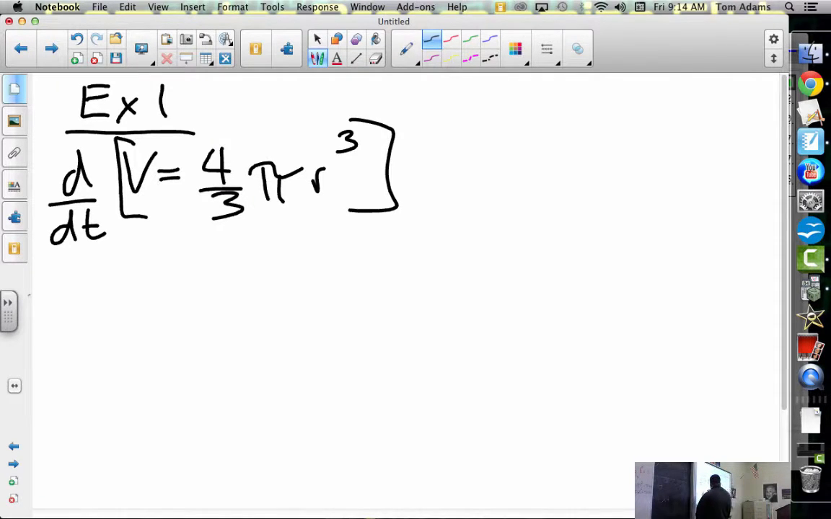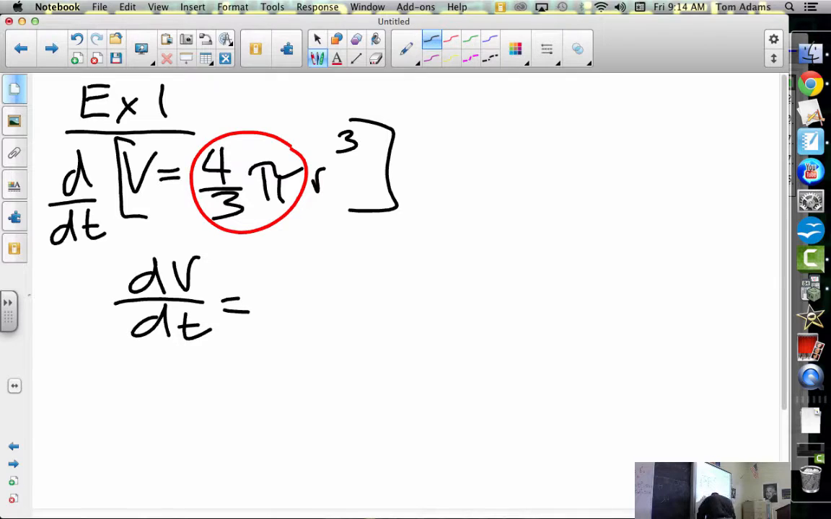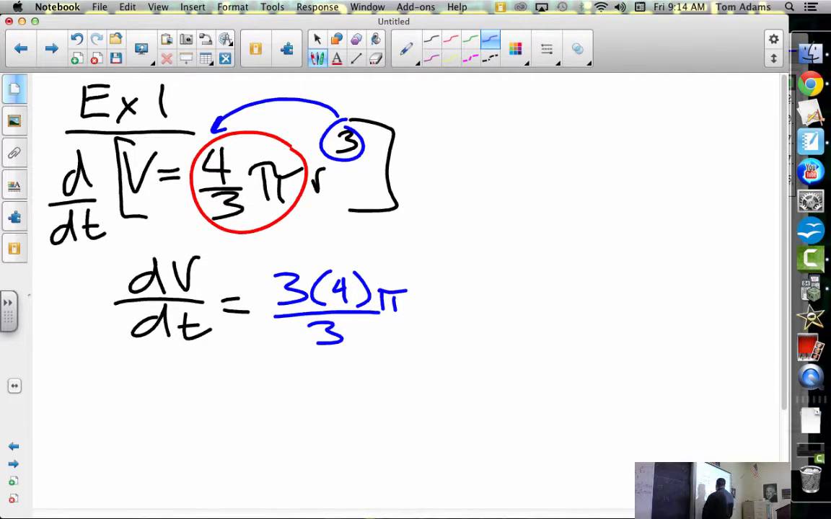So what does that look like? Well, we just have dV/dt here, which is equal to, now the 3 gets tossed to the front. These are all constants, and so those just pretty much remain the same, but by using the power rule, I've got to toss the 3 to the front. So technically I've got 3 times 4/3, and then tack on the pi, and then this is r squared. And so the 3's cancel, and I get 4 pi r squared.